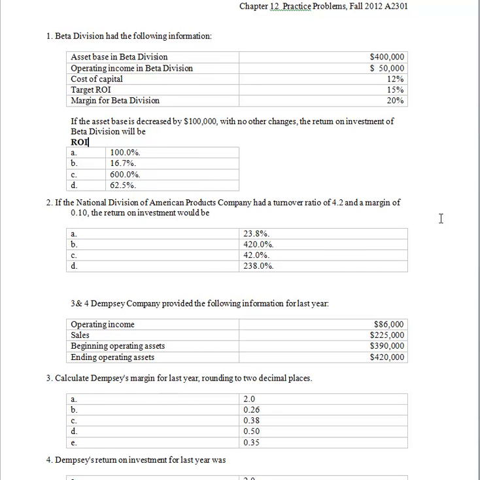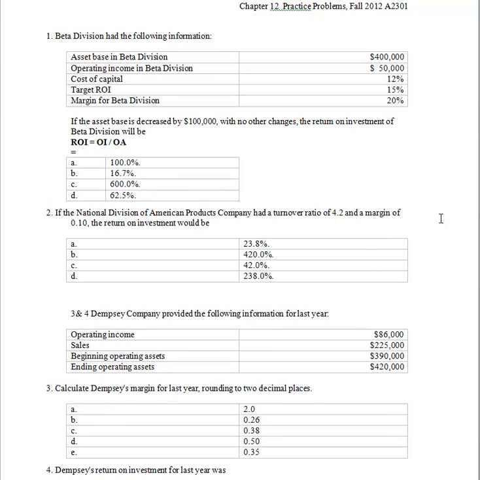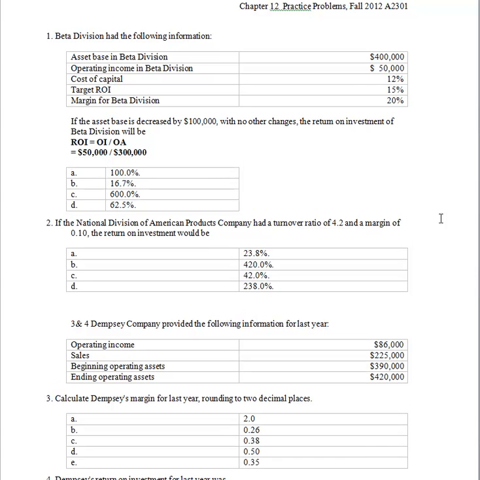So your basic ROI formula is to take operating income and divide it by the operating assets. It tells us that our operating income here is 50,000. We're calculating it if the assets were to go down by 100, which would leave you with $300,000 of assets. So when you work that out, that is going to give you an ROI of 16.67%. So your answer on number 1 is B.